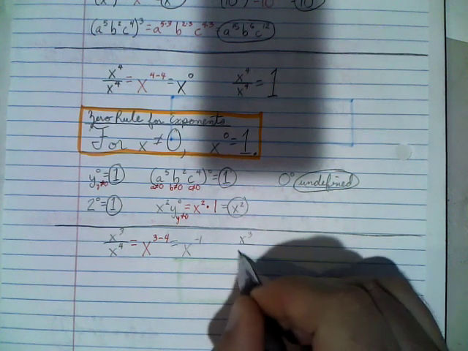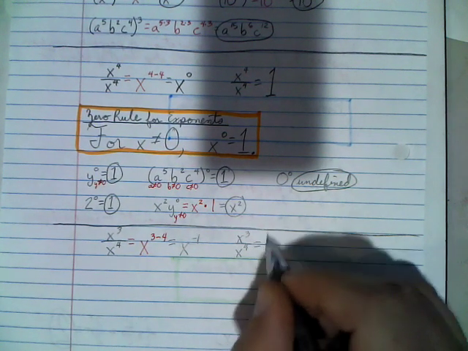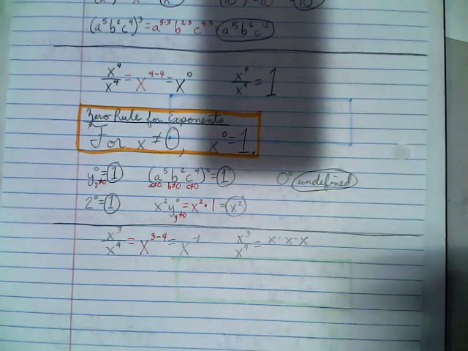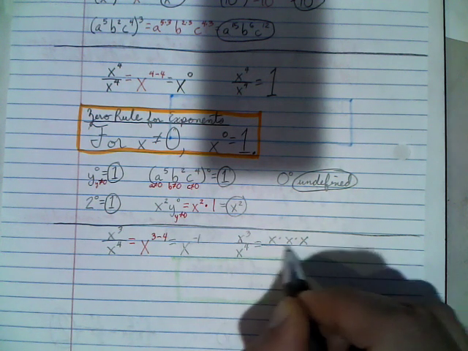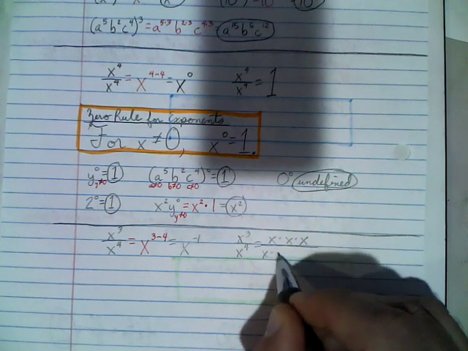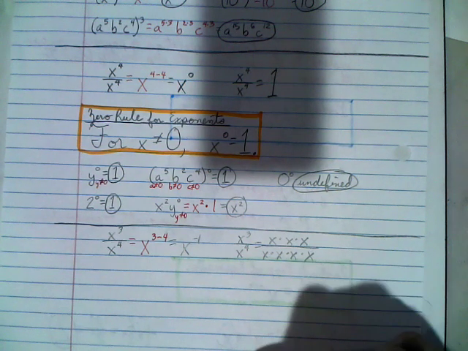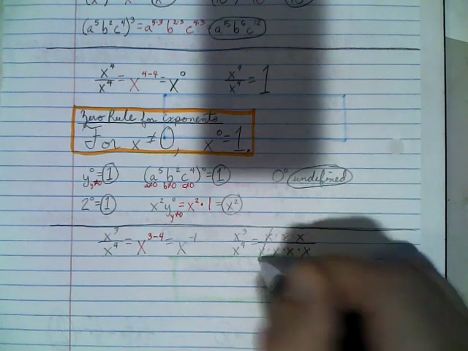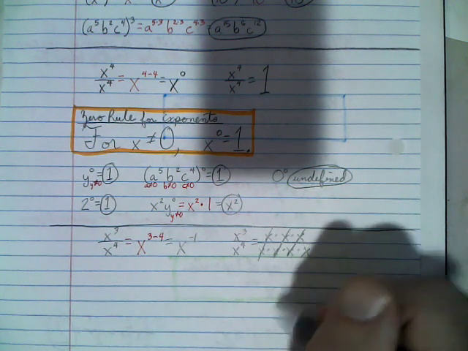X to the 3rd power over x to the 4th power, but this time let's look at it by expanding it. So x to the 3rd power would be x times x times x, which normally we wouldn't need the dots, but I'm just putting it in there for emphasis. On the bottom I would have x times x times x times x. Now of course, we could reduce before multiplying. So an x on top would cancel an x on bottom, x on top would cancel an x on bottom, x on top cancel an x on bottom.